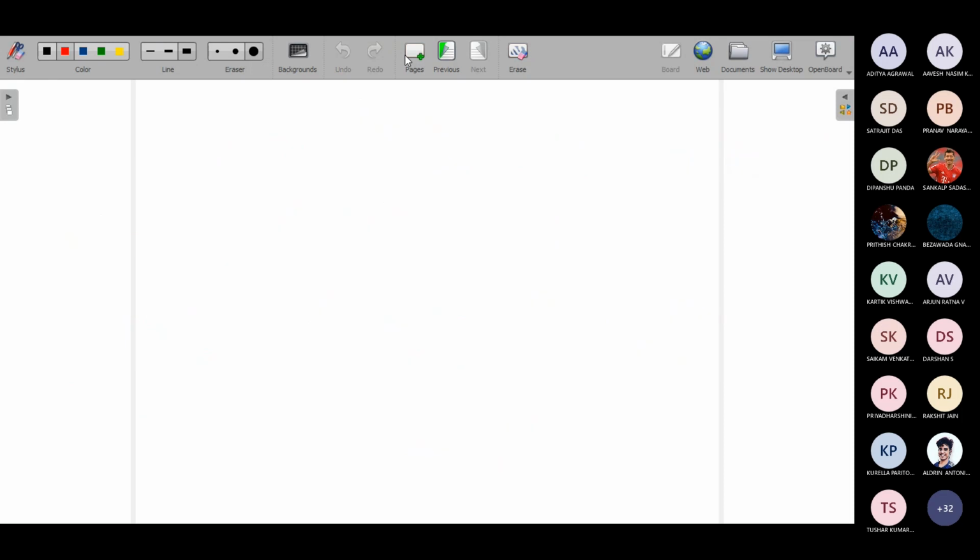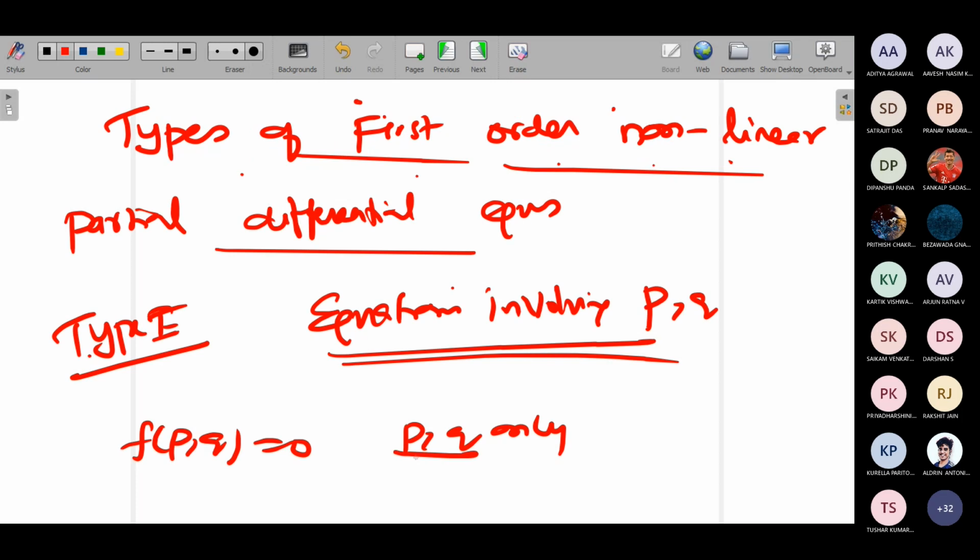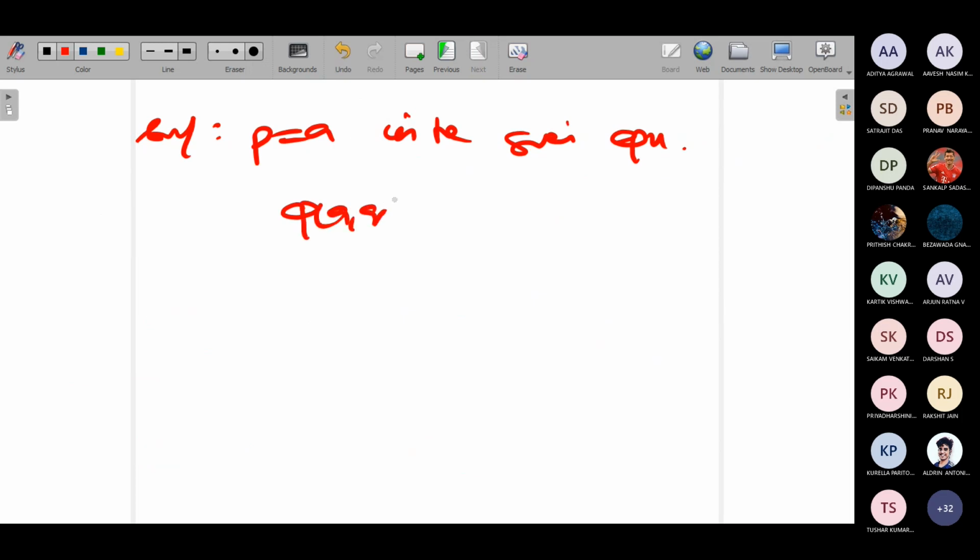So whenever you have this type of PDE, what you're going to do is substitute P equal to a. After substituting P equal to a in the given equation, your equation is involving only P and Q, so ultimately your equation will be of the form phi of a comma Q equal to 0. From this you can write Q as purely a function of a.